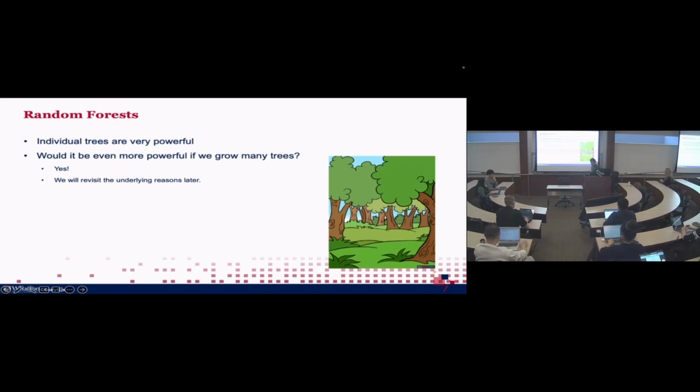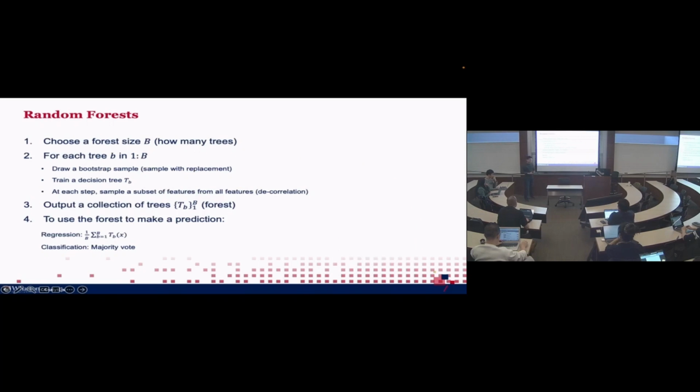Alright, so now we introduce a new model called random forest. So we have seen our decision trees, and we have a sense that decision trees are very powerful. So then the intuitive question is, well, would it be even more powerful if we not only grow one tree, but many trees? The answer is fortunately yes. And we'll tell you the reason why it is more powerful later. But just bear with me, take this as an assumption, that we believe that many trees will be more powerful. And this is how you build a forest.